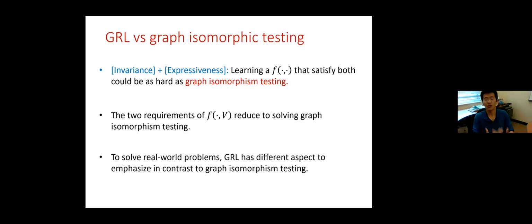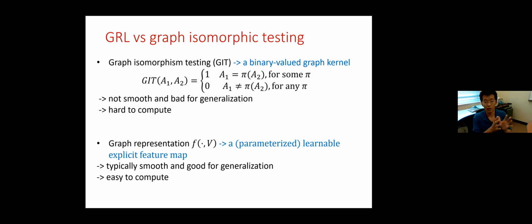However, for practical usage, graph representation learning has different aspects to emphasize as opposed to graph isomorphism testing. From a machine learning perspective, graph isomorphism testing can be viewed as a binary-valued graph kernel, and this graph kernel is not continuous, and thus will have a very bad generalization property. And it is hard to compute, as we know. Until now, we don't have a polynomial algorithm for graph isomorphism testing. So even if you just want to compute this binary-valued graph kernel, you will not have a polynomial-time algorithm.